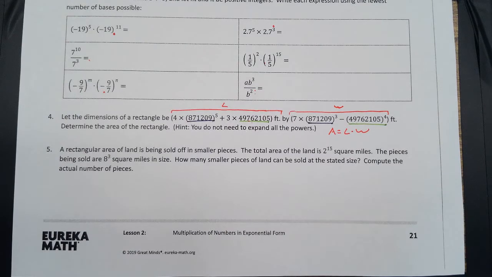A rectangular area of land is being sold off in smaller pieces. The total area of the land is 2 to the 15th square miles. The pieces being sold are 8 to the 3rd square miles in size. How many smaller pieces of land can be sold at the stated size? Compute the actual number of pieces. So, a lot of words.